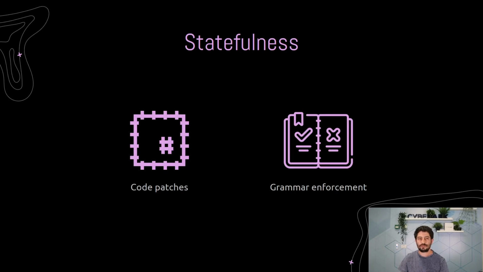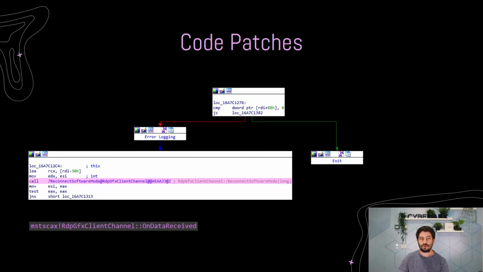So we had 2 solutions to overcome this. One was using code patches, basically just stopping the target from actually exiting. And the other was using grammar enforcement, basically limiting what the fuzzer can send so it never reaches those bad paths. So let me explain code patches.